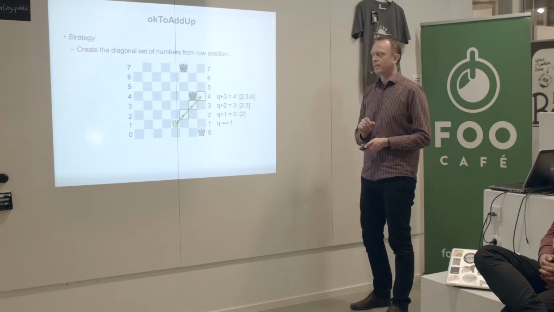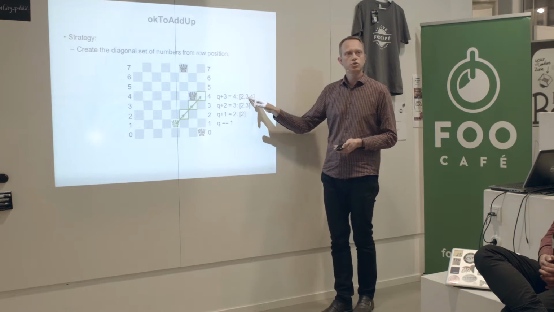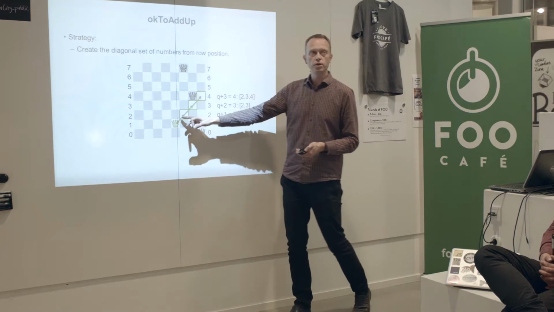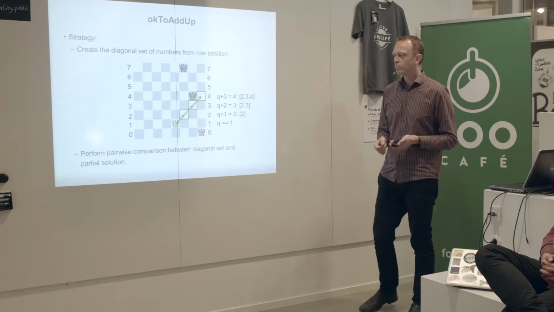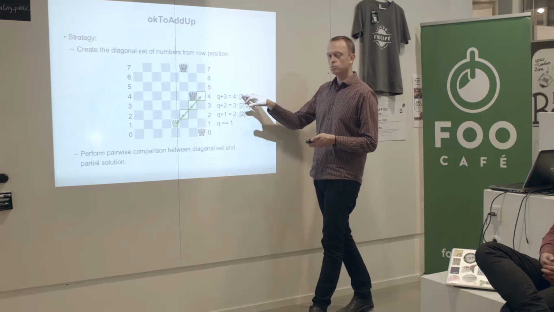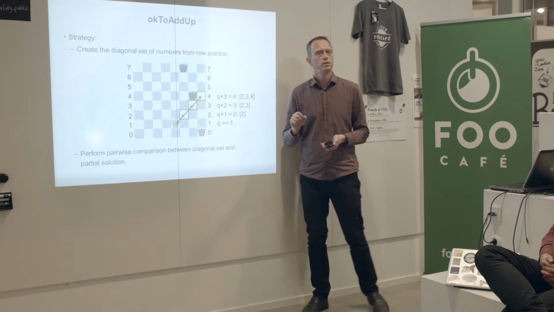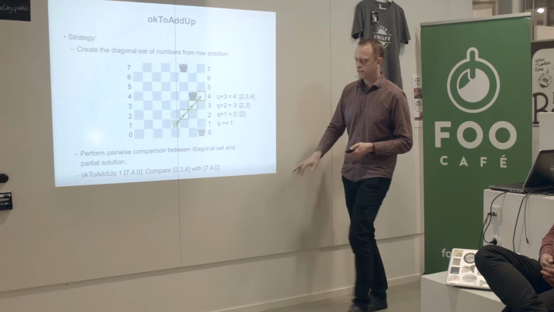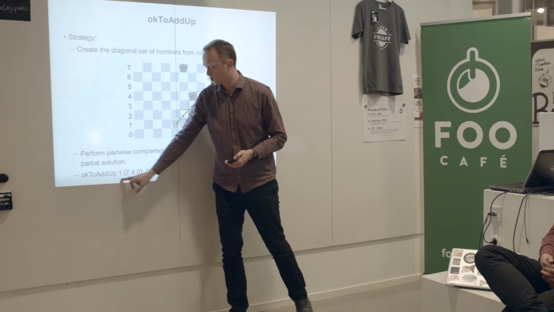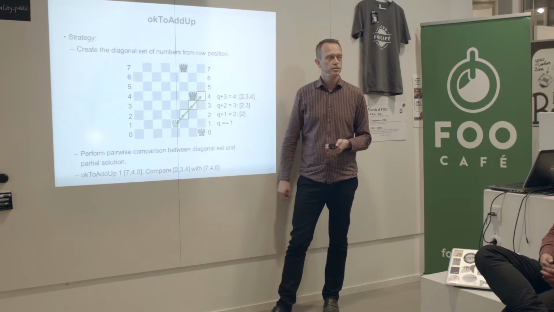And why would I want to do that? Well, once I have this, it's very easy to check whether or not it is OK to add it up or not, because I can use a pattern. I want to do a pairwise comparison between this diagonal and my partial solution. And that is a pattern called zip-with. I'll come back to this. So basically, I've reduced this whole function to a pattern where I want to compare this list to this list pairwise.